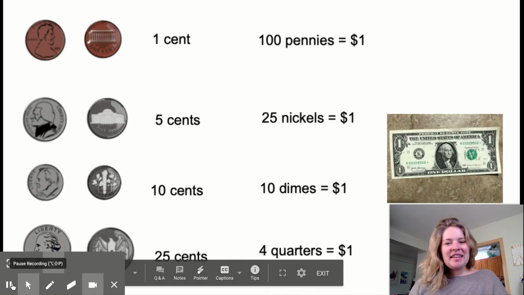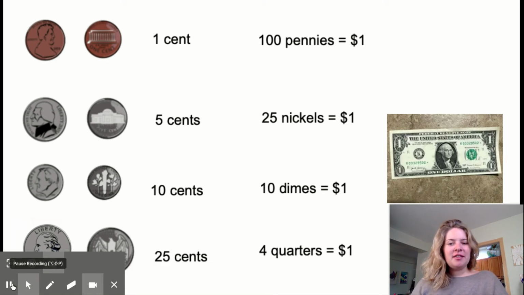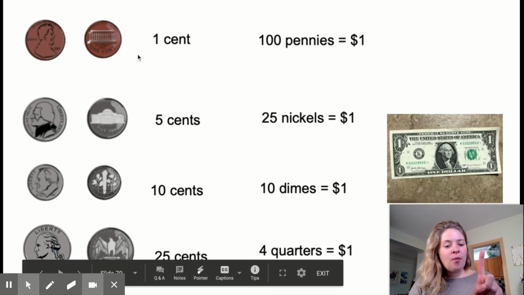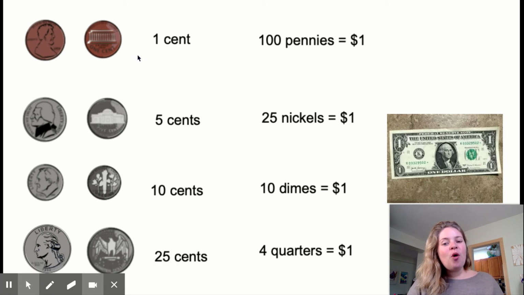Okay, let's recall how much all of our cents are worth. 1 cent, or a penny, is worth 1 cent. 100 pennies equals $1. 5 cents is a nickel. 25 nickels equals $1. 10 cents is a dime. 10 dimes equals $1. And 25 cents is a quarter. 4 quarters equals $1.